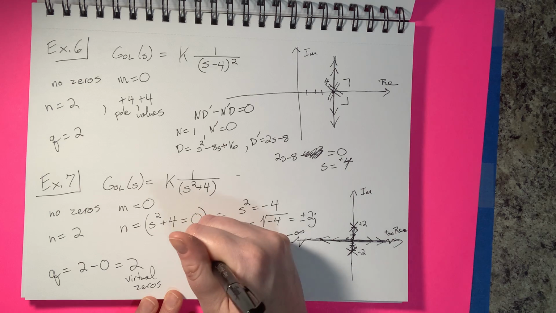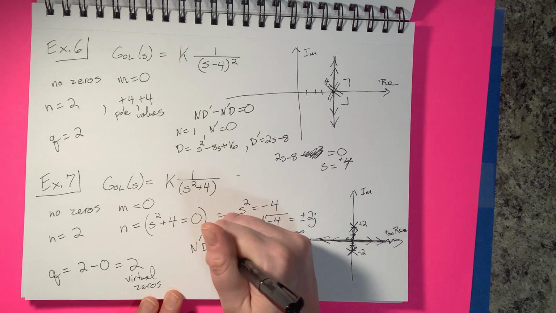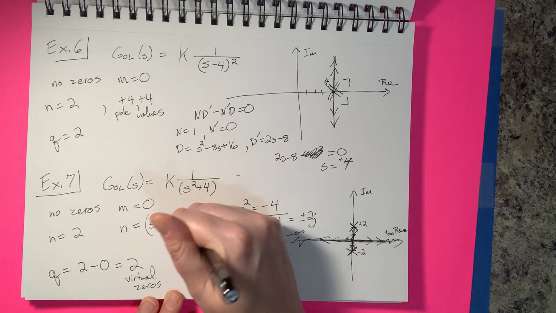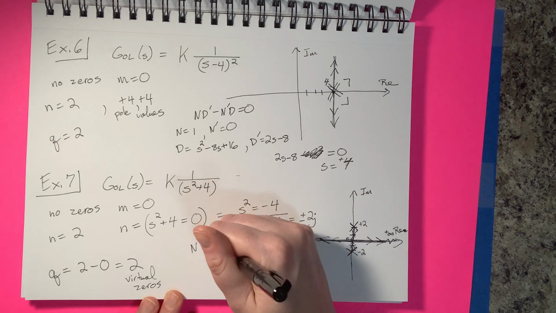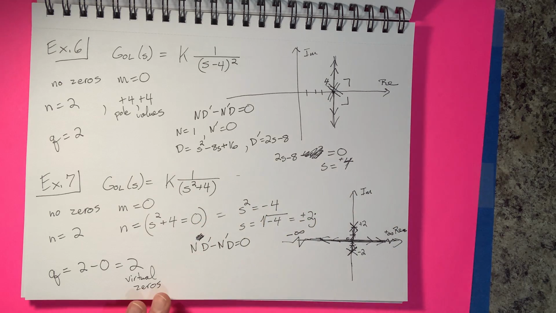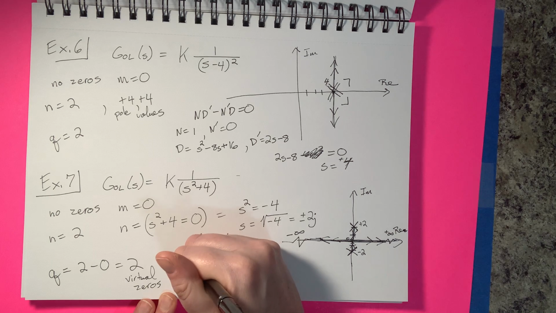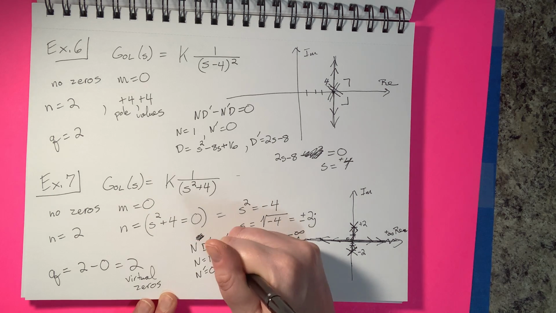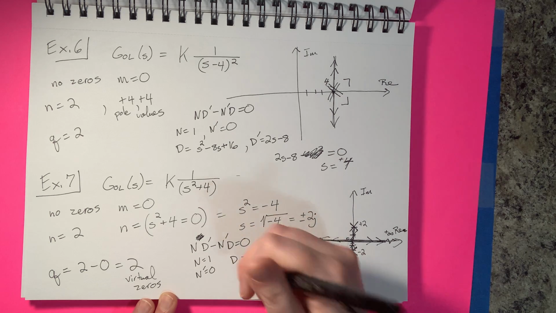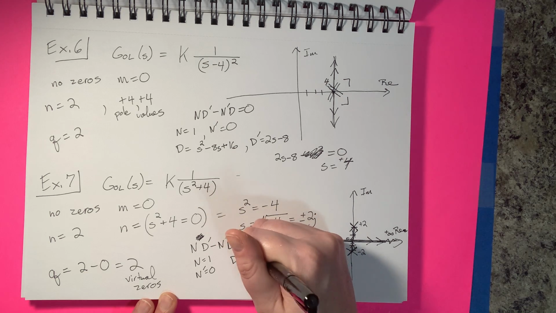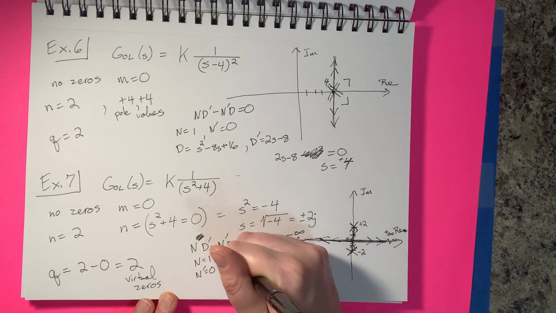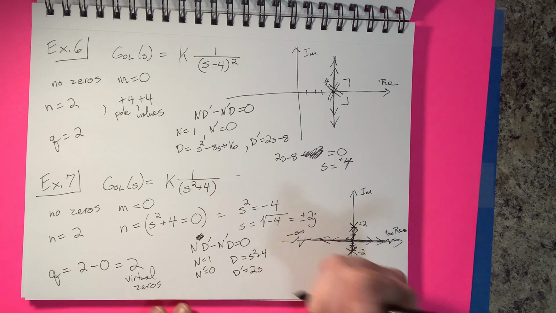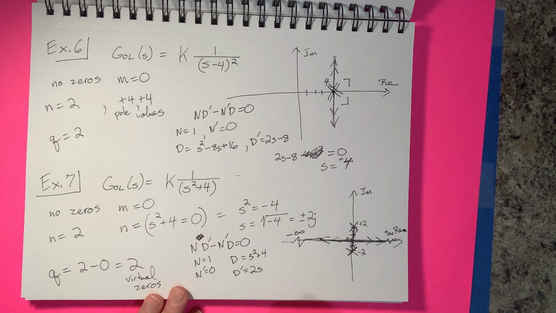We'll rewrite our formula. Okay, here we go. And so we just plug in our values. So n is again equal to 1, and n derivative is equal to 0. D is equal to s squared plus 4, and that means d derivative is equal to 2s. And so let's plug that into the formula.